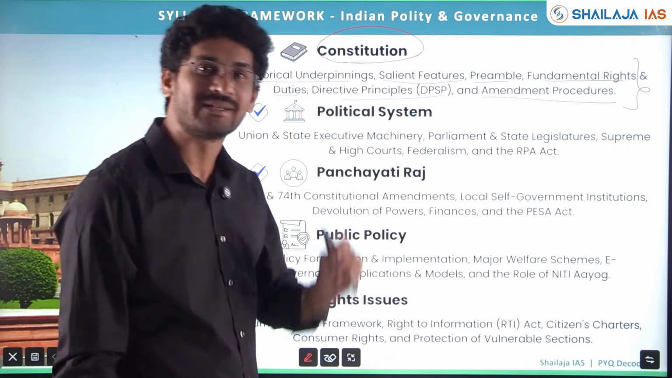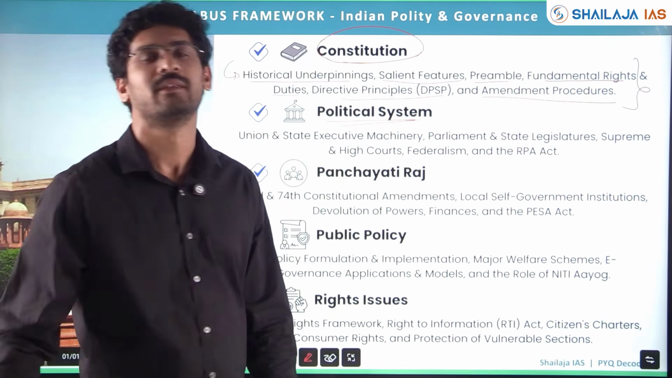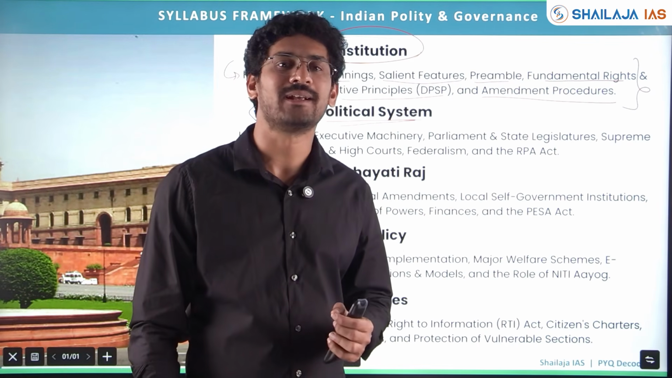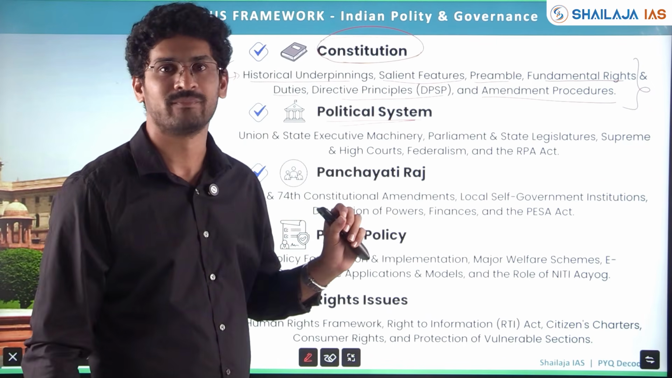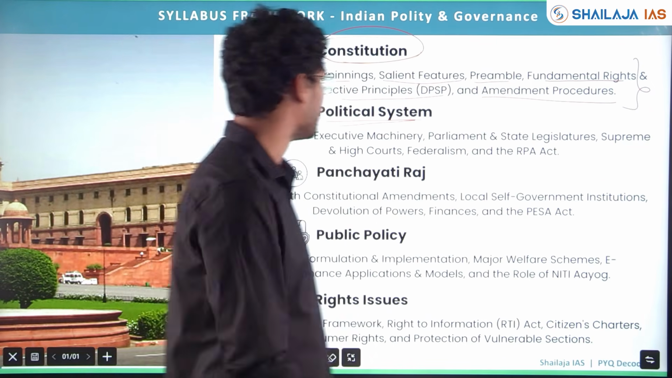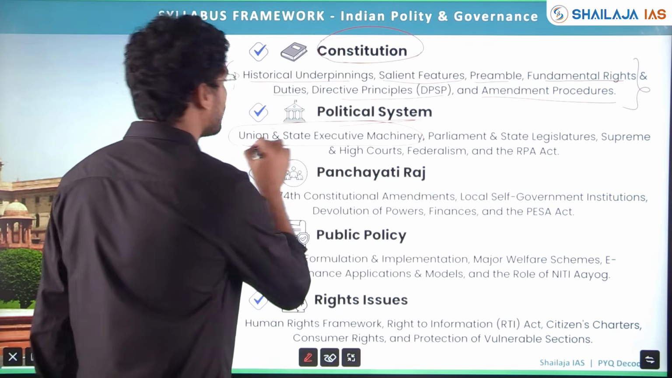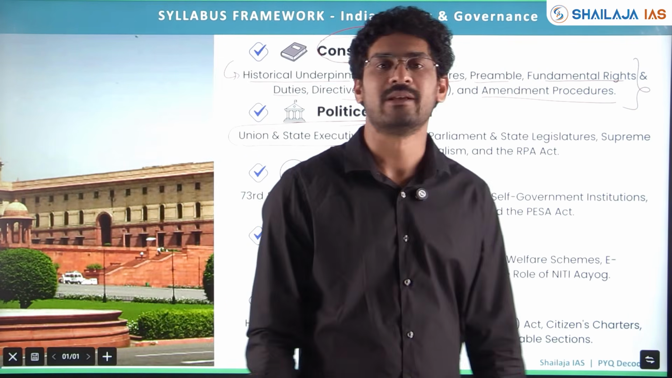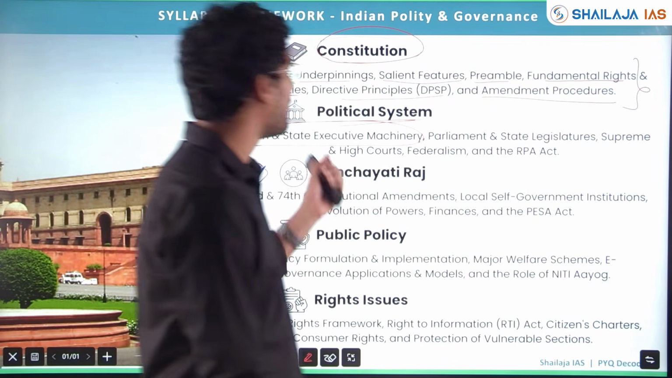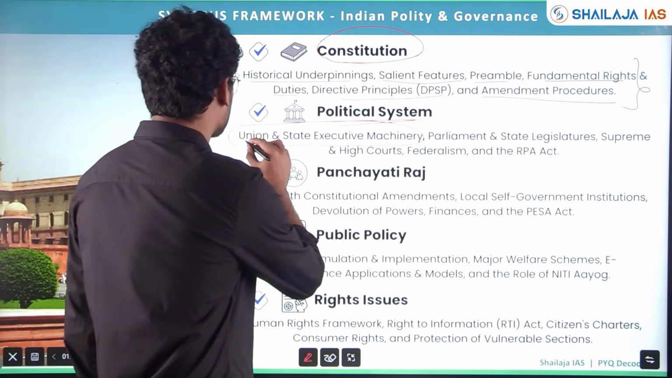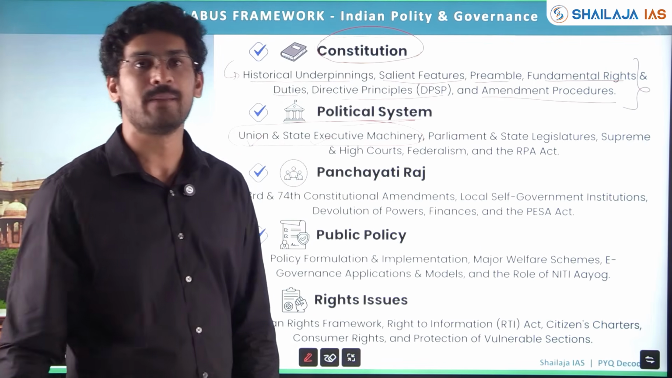Next, they have mentioned specifically after constitution, political system. India is what kind of political system? Parliamentary form of political system. We have presidential, parliamentary, right? We have parliamentary form of political system. We have federalism, where central government and state government derive power from the Constitution of India. So union and state executive machinery is very important.